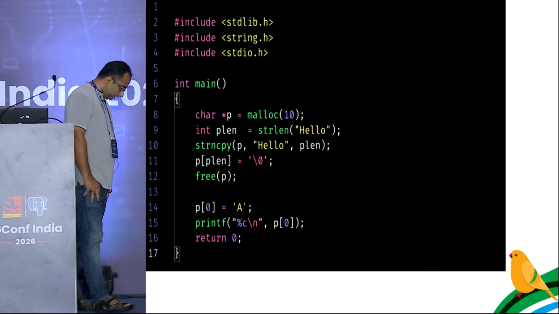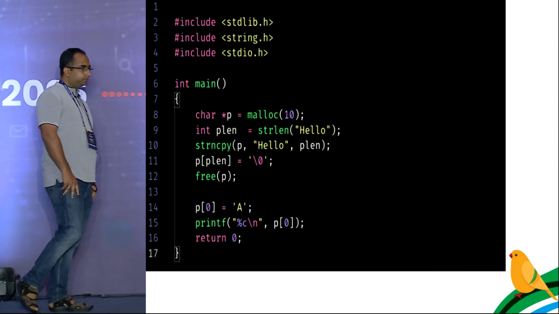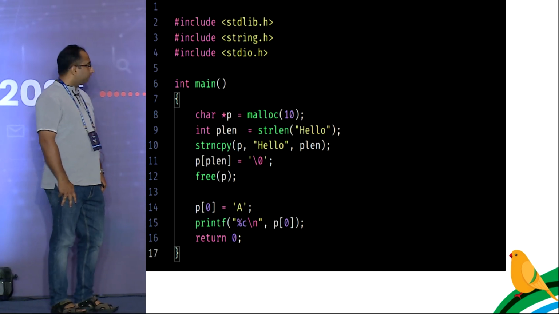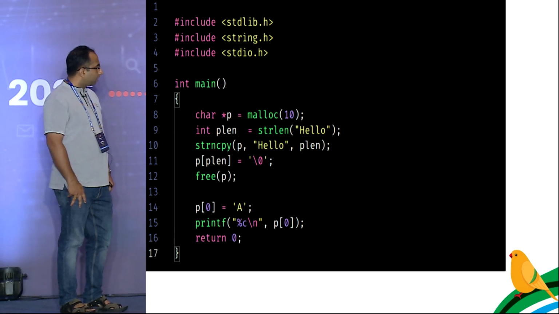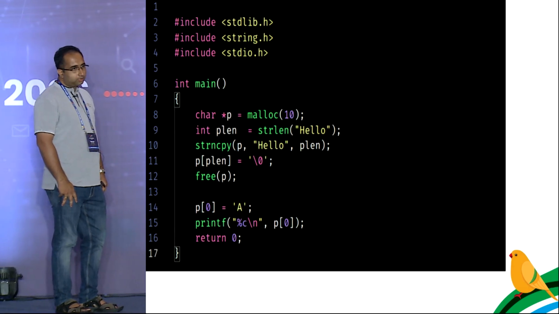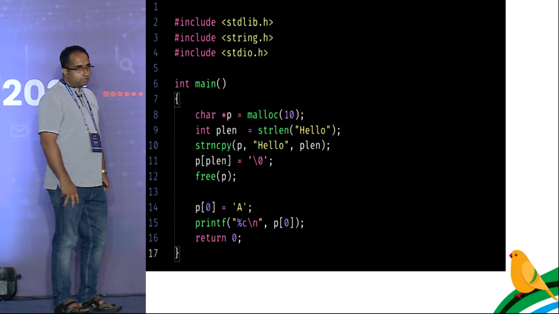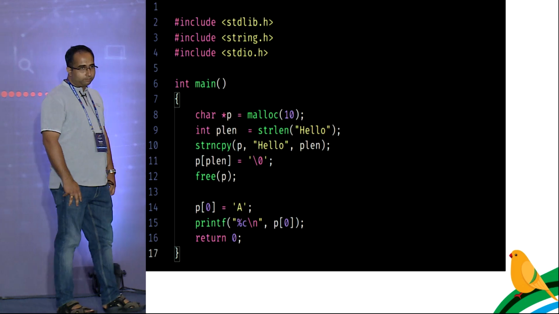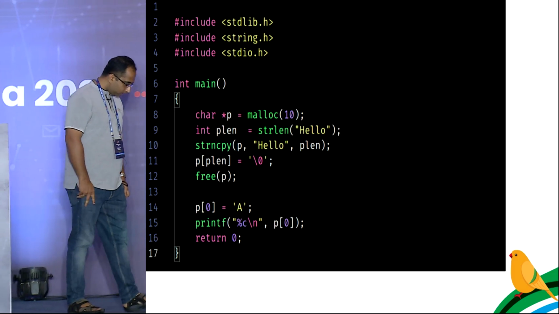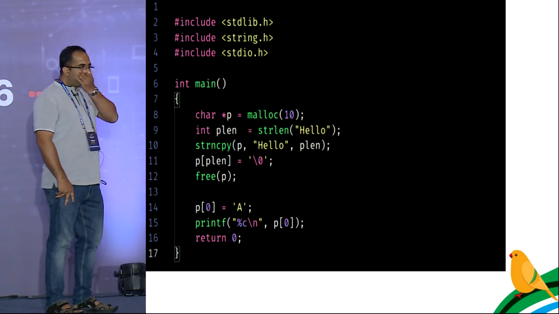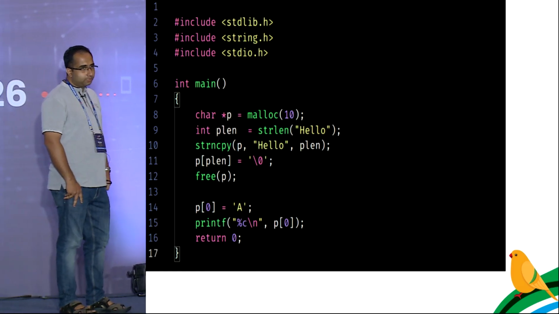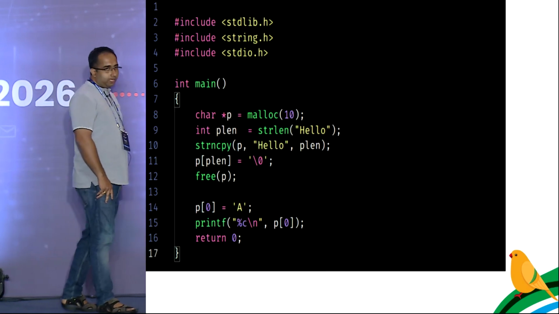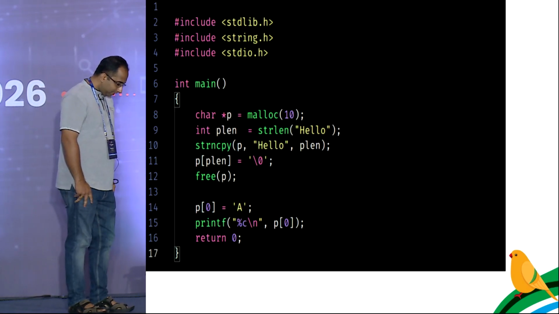So we'll start off with this small code snippet. Can any of you figure out what the issue here is, or what the output of the program could be? I have freed the char pointer, but this is a perfectly valid program. But can you guess what the output is going to be? Okay, so someone said A.